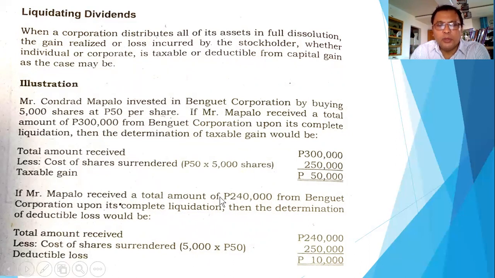Now, if Mr. Mapalo received a total amount of 240,000 instead of 300,000 upon its complete liquidation, the determination of deductible loss would be 240,000 minus cost of 250,000. Deductible loss is 10,000. What is the deductible loss? Meaning it can be deducted from the gross income of Mr. Mapalo.